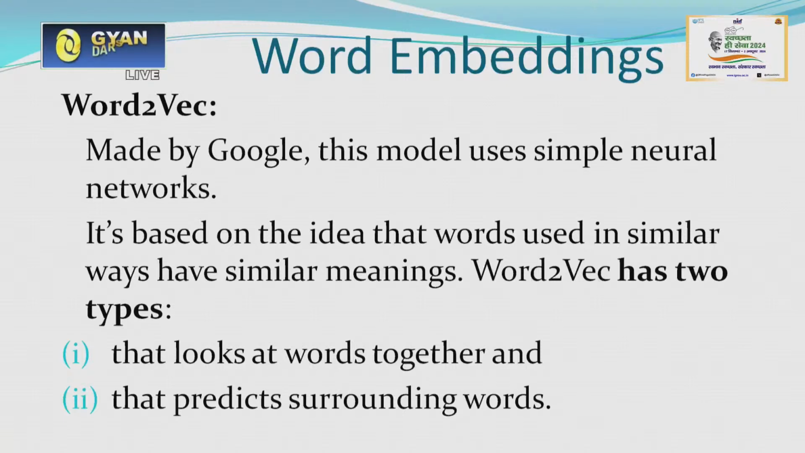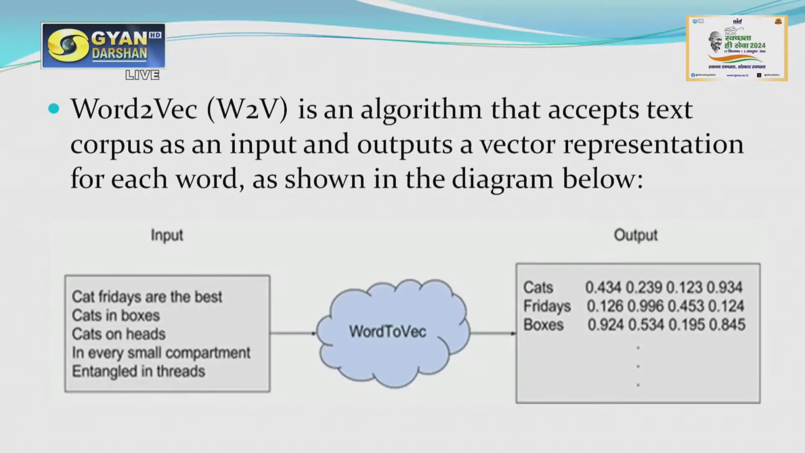So these are the basic types or categories of the word-to-vec embedding. This particular word-to-vec is an algorithm that accepts a text corpus as an input and outputs a vector representation for each word, as shown in the diagram below. You can see there are several kinds of documents given as inputs to the neural network. Then there is a process called word-to-vec over here, and then the output is the vector representation that is formed for each and every document.